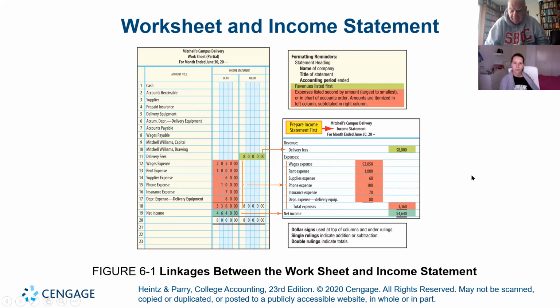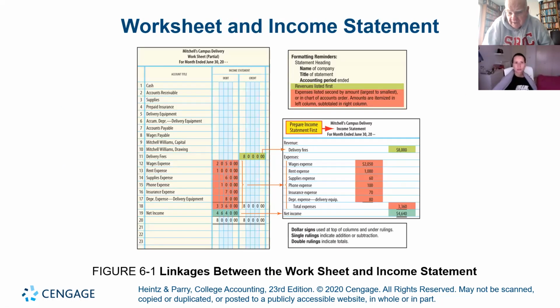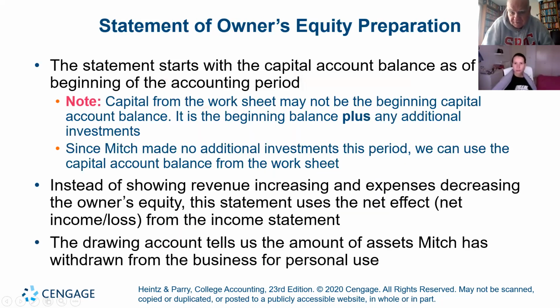What is the second financial statement we have to do? We do the income statement first. And why do we do the income statement first? You can take a look at the screen. Because we have to now do the statement of equity. We have to take this profit, this 4640, and put it into the statement of equity.